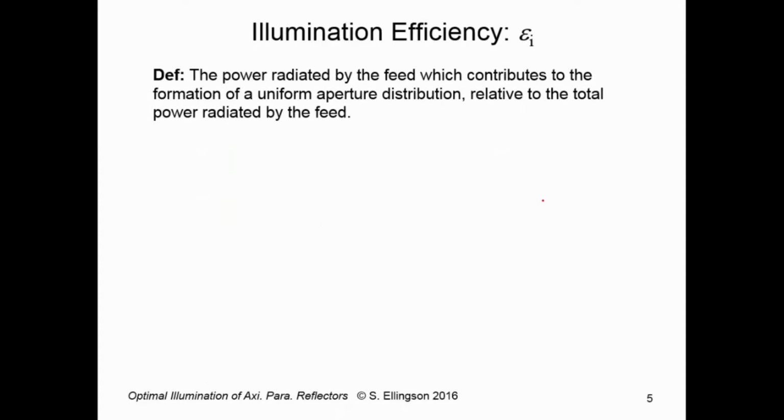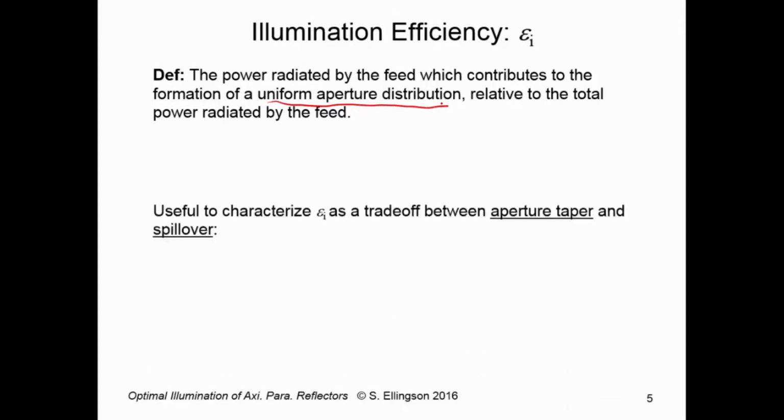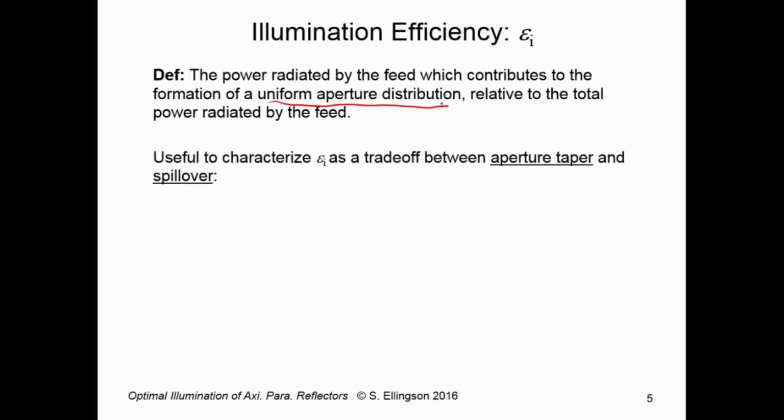Now, illumination efficiency. The definition is power radiated by the feed, which contributes to the formation of a uniform aperture distribution, relative to the total power radiated by the feed. And the importance of uniform aperture distribution is that we know that this maximizes directivity. As we've said already, it's useful to characterize the illumination efficiency as a trade-off between taper efficiency and spillover efficiency. In particular, we express it as the product of those two things.